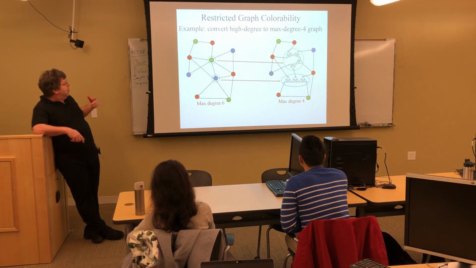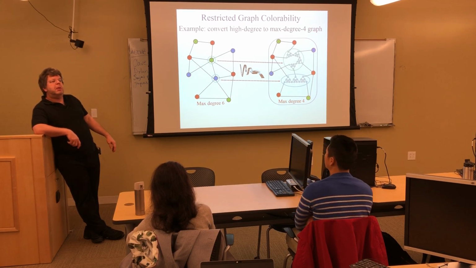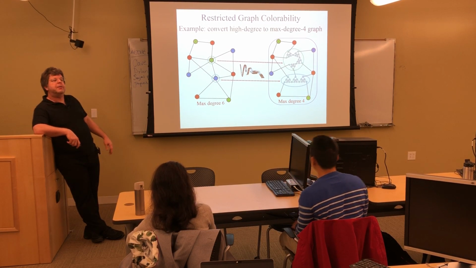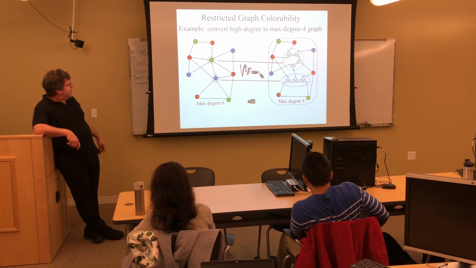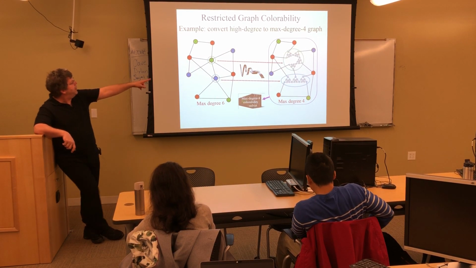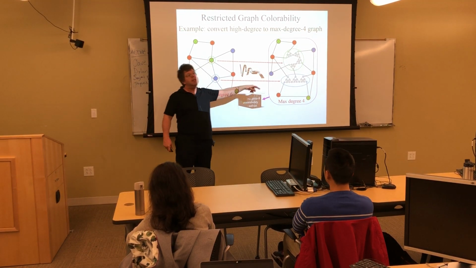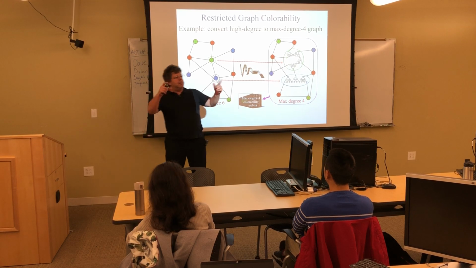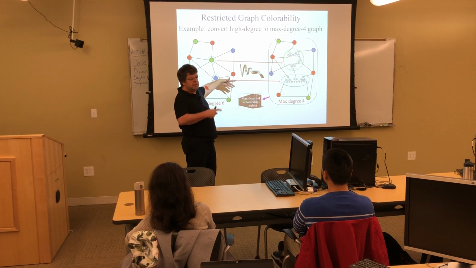But so this is a proof that max degree 4 colorability is NP-complete, not just general graph colorability. This is highly constrained colorability, right? And this was a transformation. This was the F, this was A, this was B, transforming this into that. Remember the A and the B and the F? How do you remember that? Okay, the reducibility diagram.